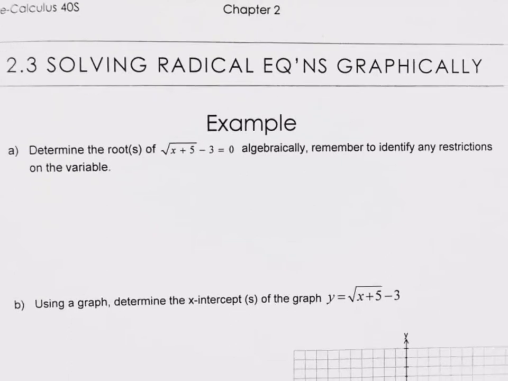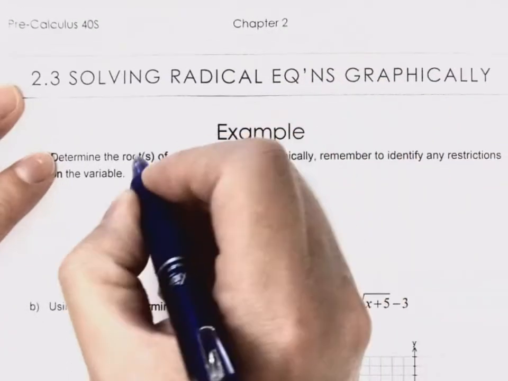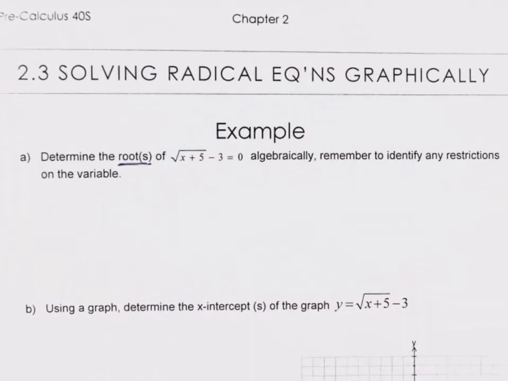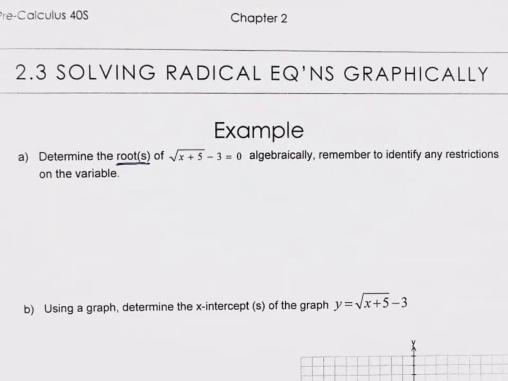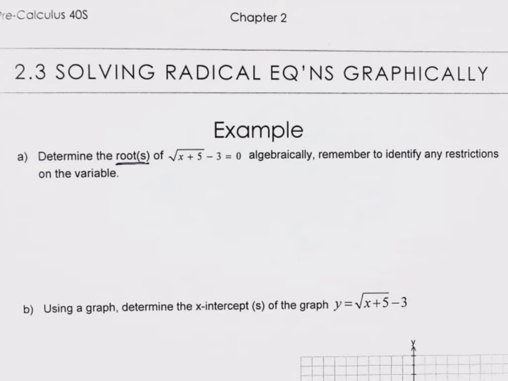Okay, so what are the roots? What do I mean by roots? X-intercepts. Those are the zeros of the function, the x-intercepts, or the roots. When you're solving algebraically, you need to identify the restriction. The reason why is that when you graph it, it's obvious where we can't be. But when you're doing it with Autograph, that restriction is going to tell you some stuff.